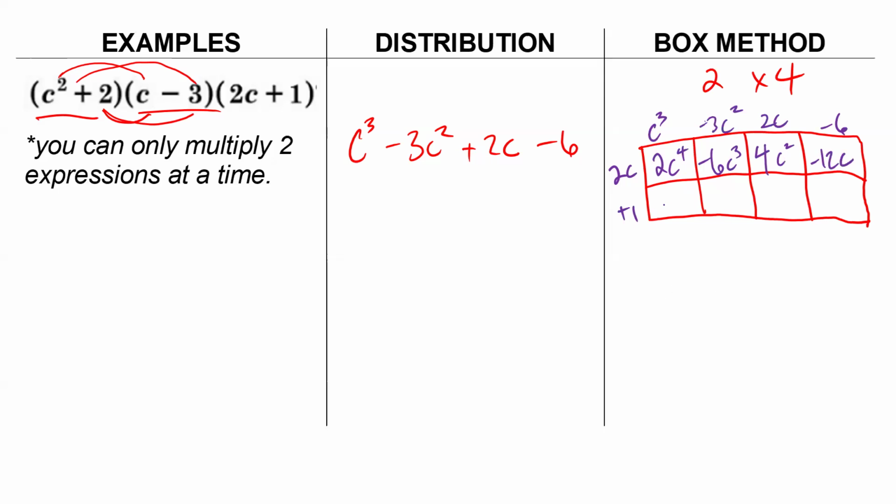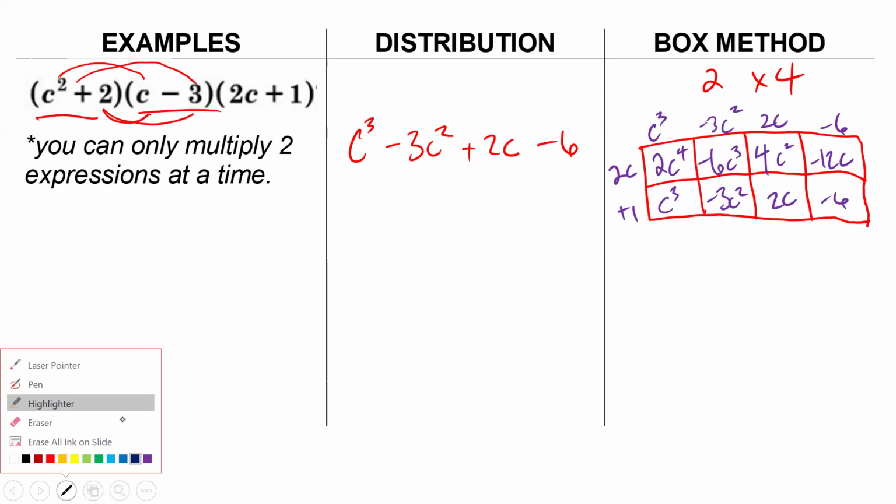1 times c cubed is? 1 times anything is going to be itself. So I'm just going to finish that out. Is that cool? That's what you're doing inside the box. At the end is where you add. You're going to combine your like terms.